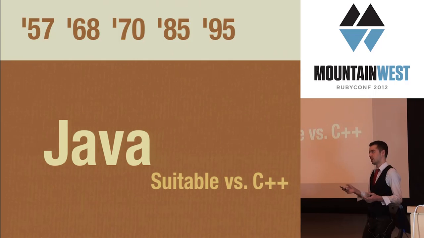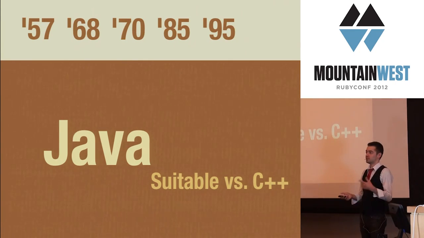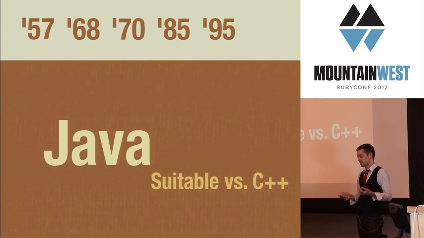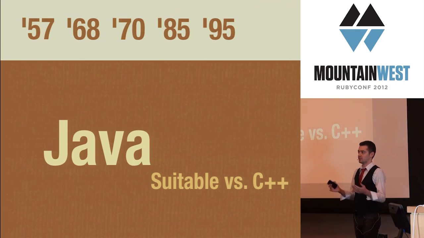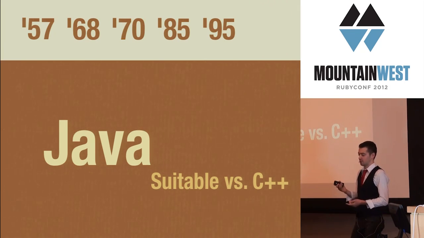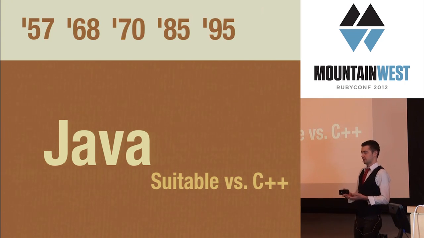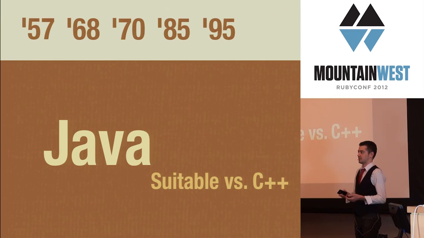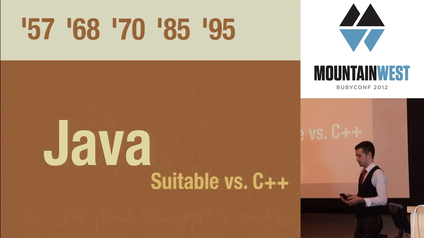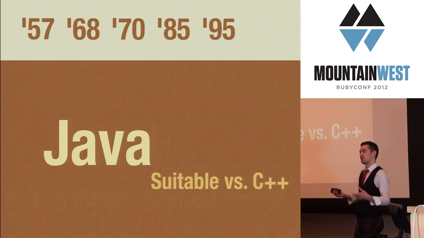10 years later, Java, which is a response to C++, a suitability response. Java takes C++ and rounds all the sharp edges off. It removes pointer arithmetic, and it removes manual memory management. It does add some things like namespaces, and it removes free-floating functions, but these are all things that are just constraining the way that you can write software.